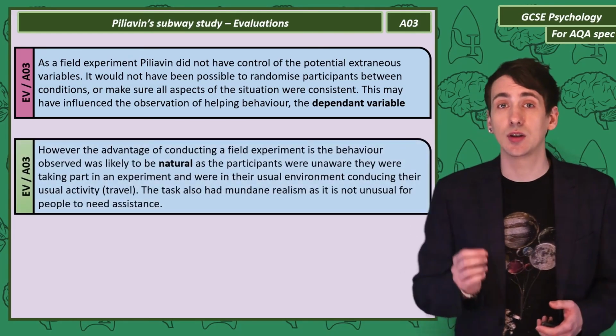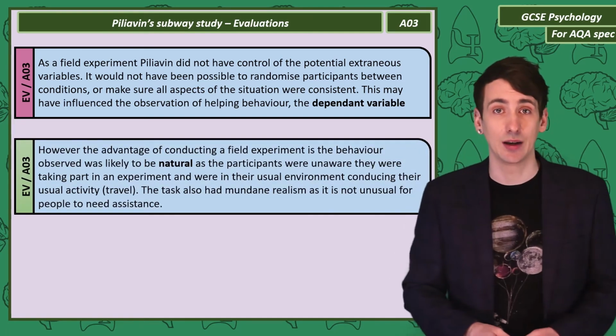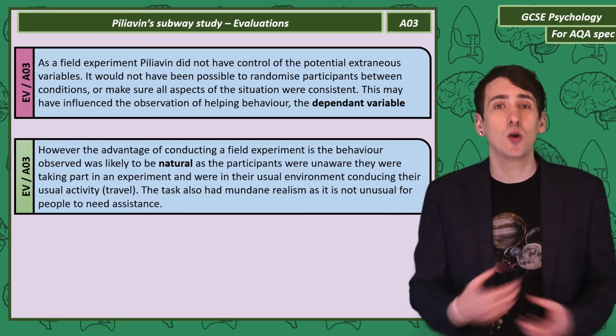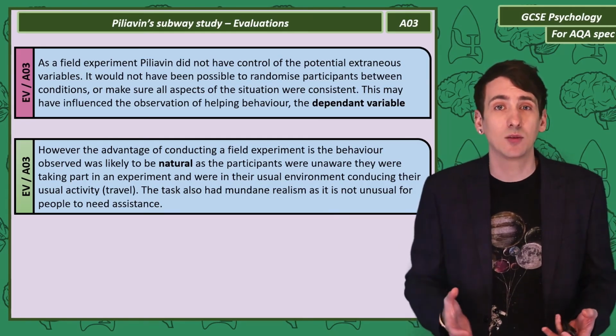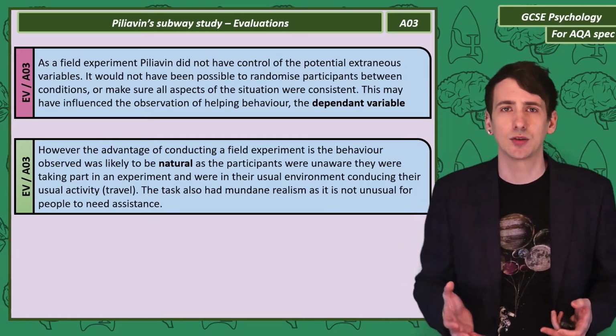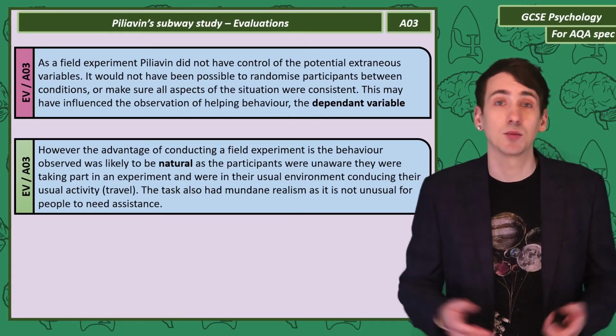However, the advantage of using a field study is the behaviour of the passengers was very likely to be completely natural. The participants were unaware that they were part of an experiment. They were just in their normal environment, and while it's unusual for someone to collapse on the subway, it's a believable thing to happen. So we would say that the task has mundane realism.